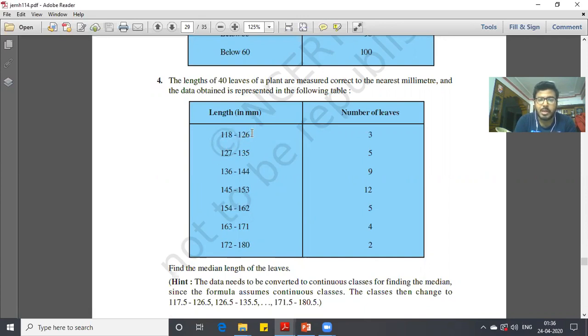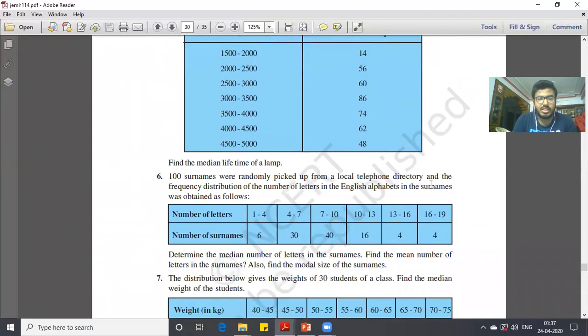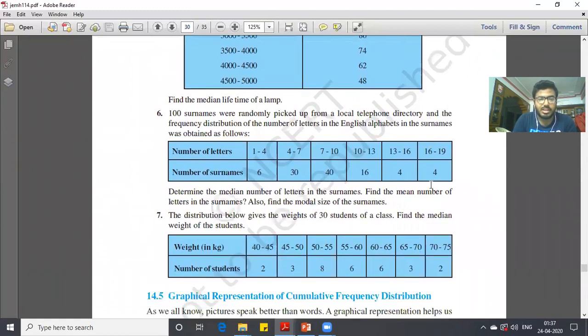To make it continuous, what will you do? Plus 0.5 and minus 0.5. Then it is the same way. The frequency is given here. You have to find the less than cumulative frequency first, and then in the same way n by 2, and find out the rest of the thing. Now in the fifth and sixth ones, it is the same way; there are only changes in the numbers, nothing more.